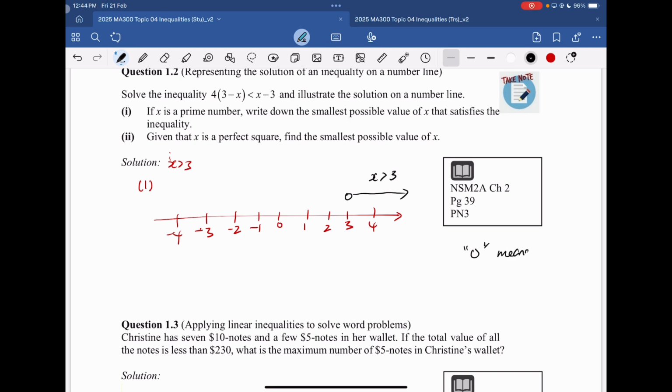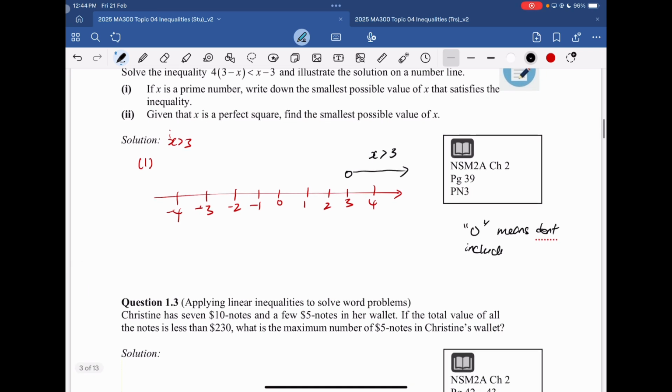Open circle means you don't include. If you do a closed circle, like for example this, closed circle like this, this means x less than or equal to -2. This is what it means. Is it okay? So yes, drawing number line is important. Not for quiz 1, of course. Not for quiz 1.